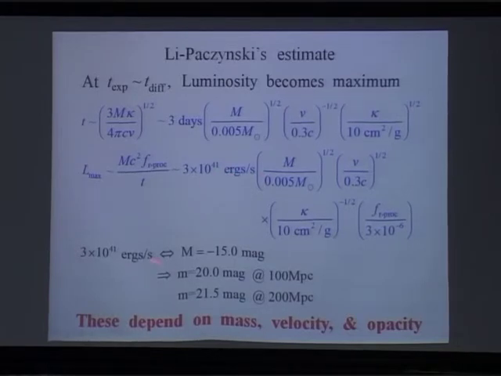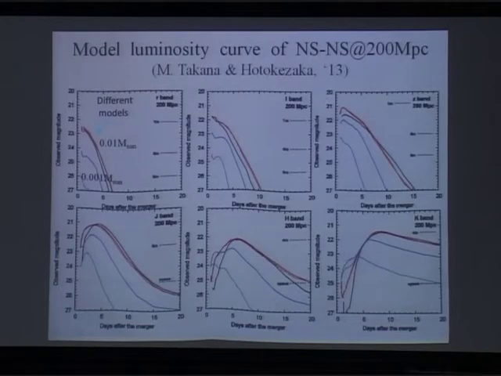And this means that the absolute magnitude, capital M, is minus 15. And this means that at 100 megaparsec, the apparent magnitude is 20 magnitude, and for 200 megaparsec, this value. So this can be observed. This is very faint, but still it's observable by the latest facilities.